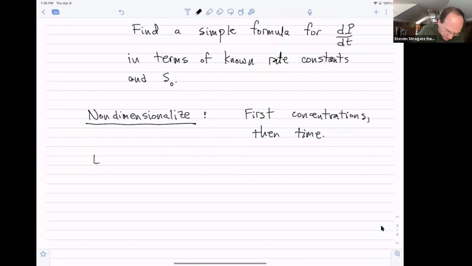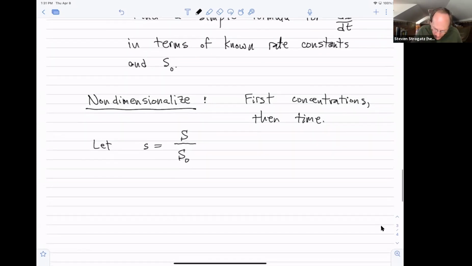So one that's kind of obvious is I'm going to define a dimensionless substrate concentration to be, I'm trying to draw two different S's, a lowercase s in terms of the uppercase S, which was the original dimensional variable, divided by its initial concentration. So measure S as a fraction of its initial amount. That seems like a plausible thing. So then this s variable will be between 0 and 1 as a function of time.